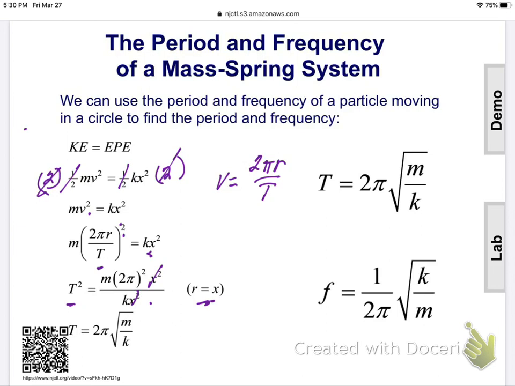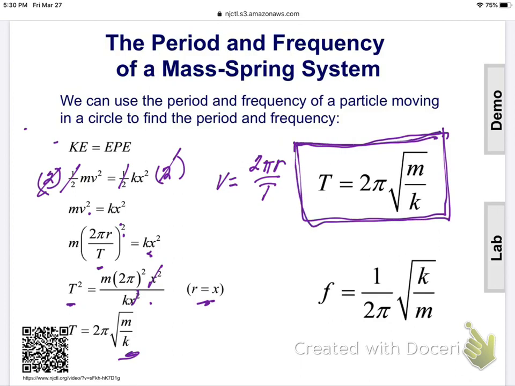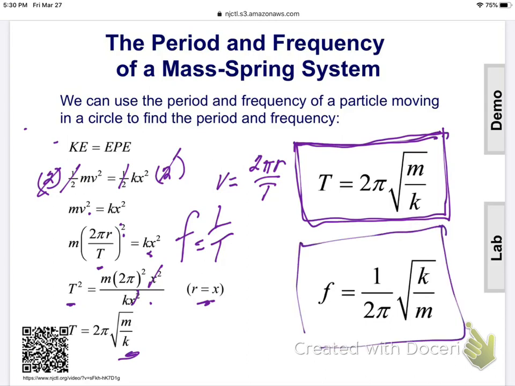taking the square root of both sides. We're left with the square root of m over k times 2 pi, which is the period of a spring mass. And how I tell students, not that you have to memorize this or know how to derive it, a good way that I recall this is period equals 2 pi square root of Michael Kors. And we know that frequency is the inverse of period, so frequency is 1 over 2 pi square root of Kors Michael. So that's our big two equations.